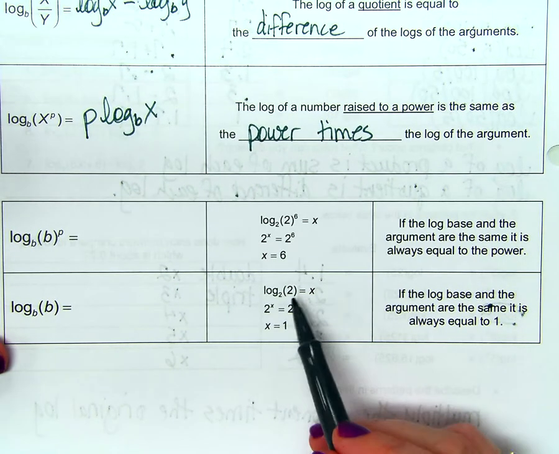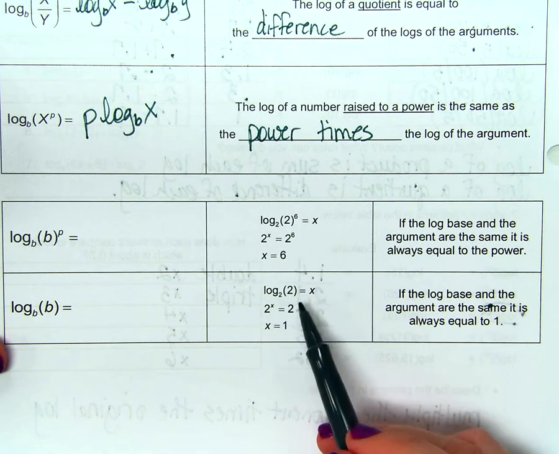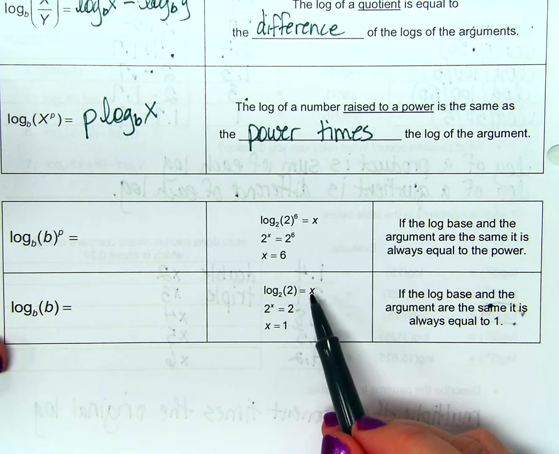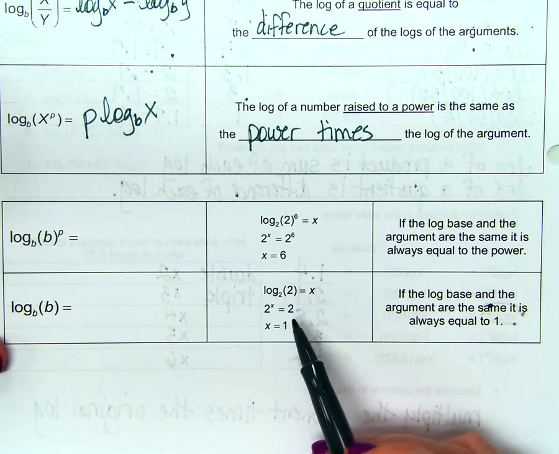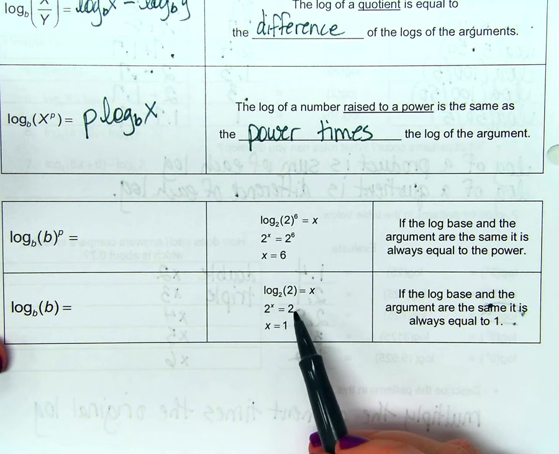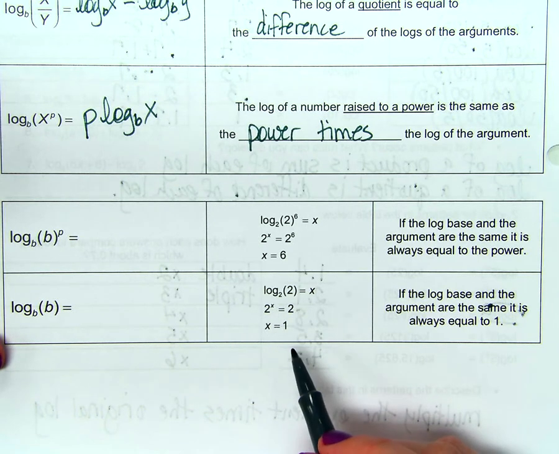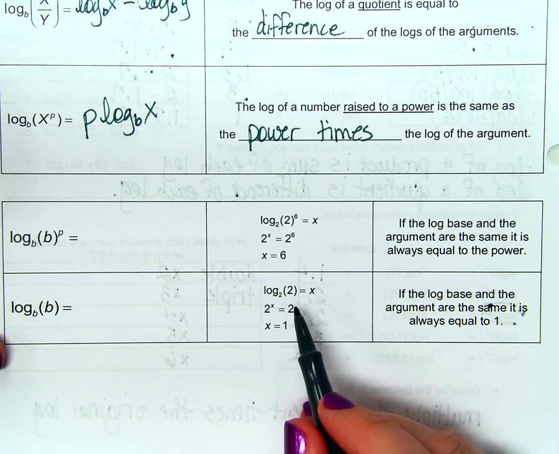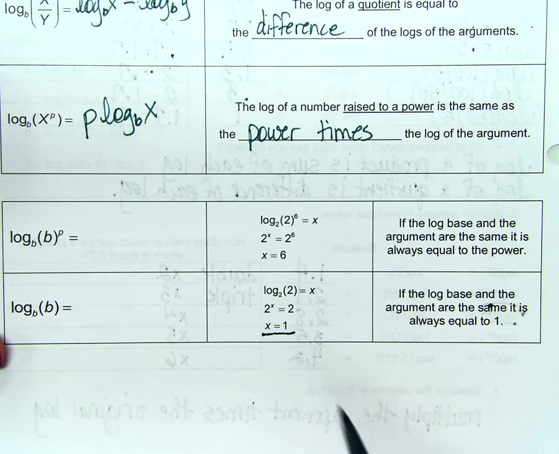If I took log base 2 of 2 equals x and rewrote it in exponential form, I would get 2 raised to the x power equals 2. The base to the power equals the argument, right? So I get 2 to the x equals 2. Well, once the bases are the same, how do I figure out the exponents? I set them equal, right? Well, in this case, I get x equals 1. Will it always be x equals 1?